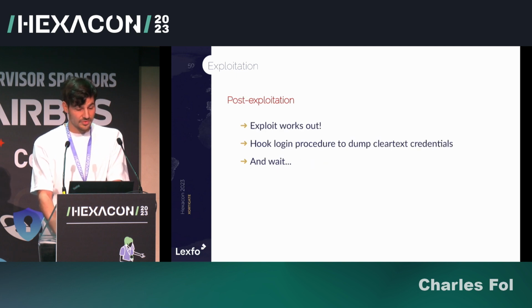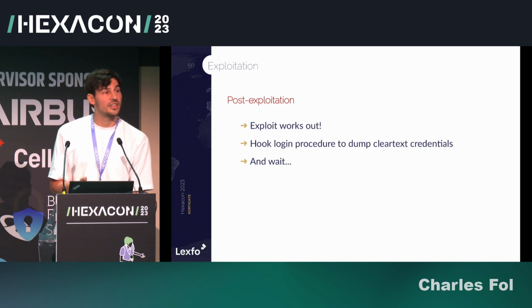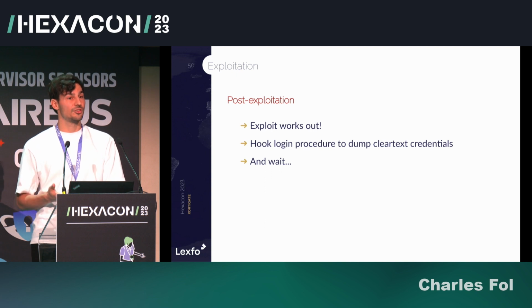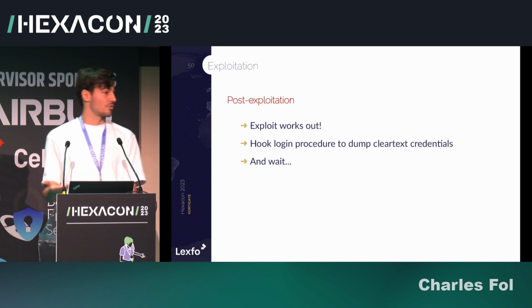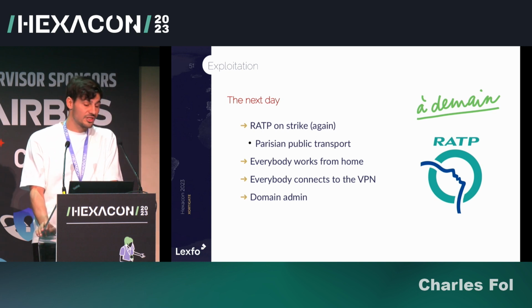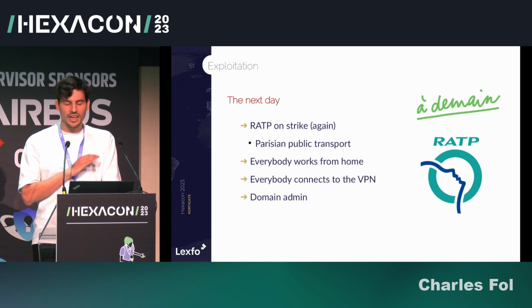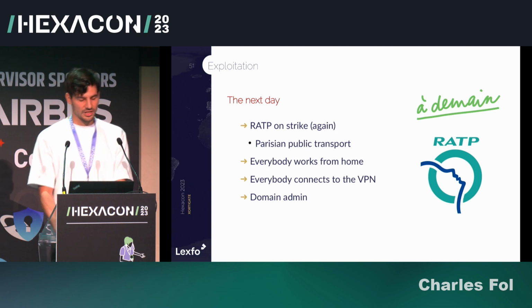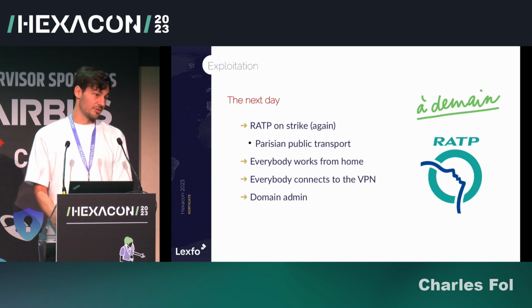And then I was pretty happy with it, and what I did was simply hook the login procedure so that when anybody connects, I get their credentials in clear text for free, and just wait. And luckily for me, the next day, the RATP, which is the Parisian Public Transportation System, was on strike again. And everybody was working from home, so everybody gave me their credentials, including the 4 domain admins. So in like 4 hours, I think we had any single credential in the enterprise, except maybe a few, but yeah. So successful red team.